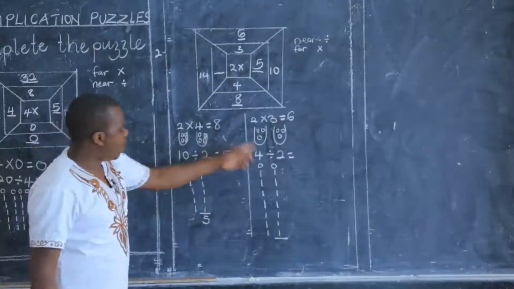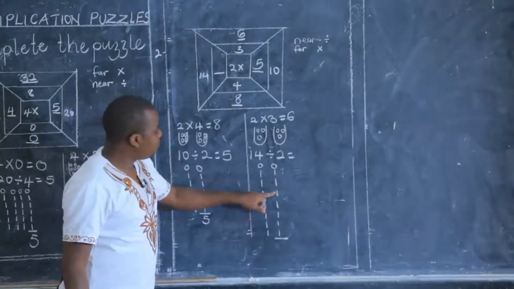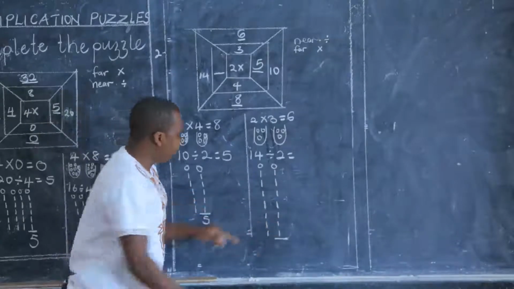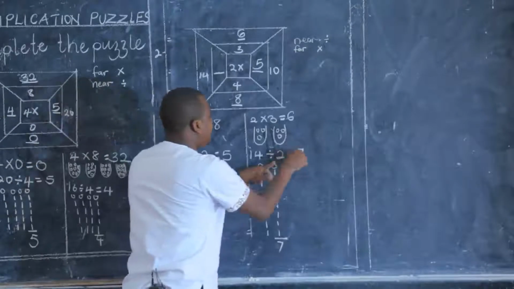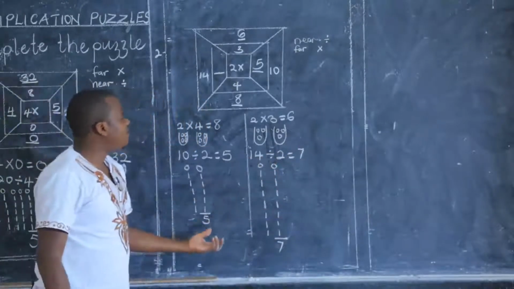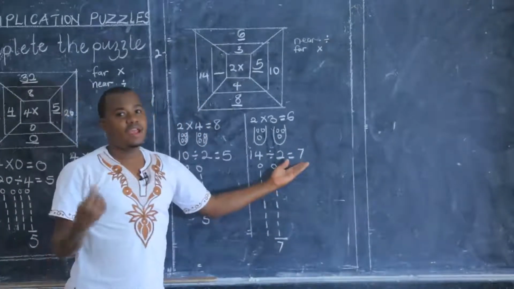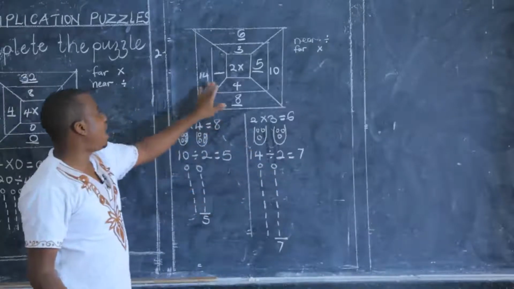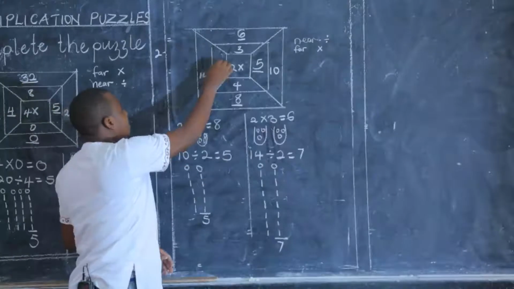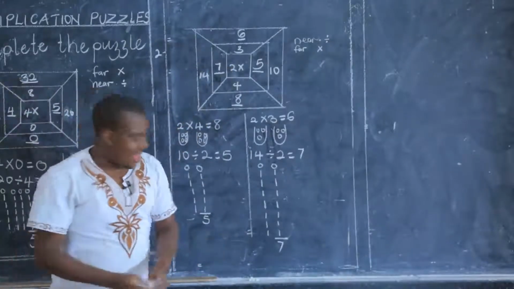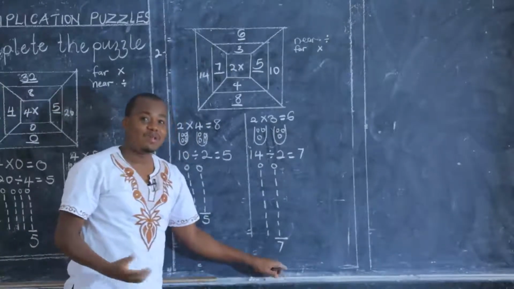And how do we get the answer? We count for one person. 1, 2, 3, 4, 5, 6, 7. Meaning 14 divided by 2 is 7. So after getting 7, do we leave it here, children? No. We have to go and complete the puzzle. So I will get my 7 and put it there. I have completed the puzzle, my good children.